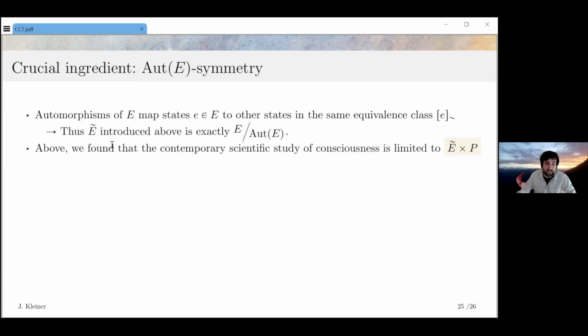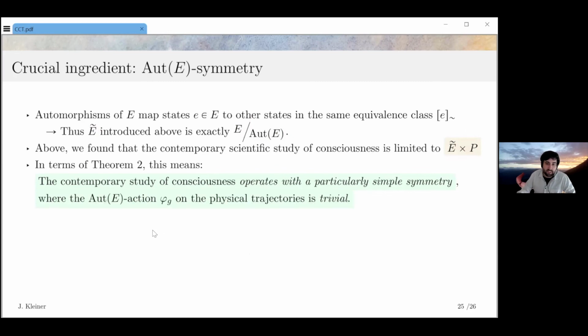But above, we found that the contemporary scientific theories of consciousness are limited to this sort of set. And so what that means in terms of theorem 2 is that the contemporary scientific study of consciousness does consider an automorphism group symmetry on the model it constructs, or at least it has to if it does things properly. But it considers a particularly simple symmetry, characterized by the second part of the action being trivial.